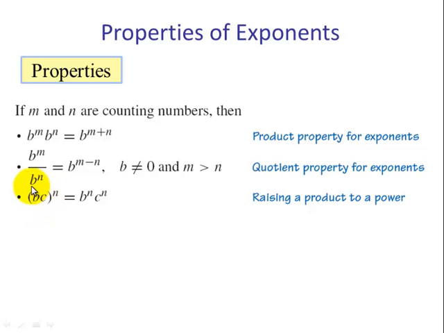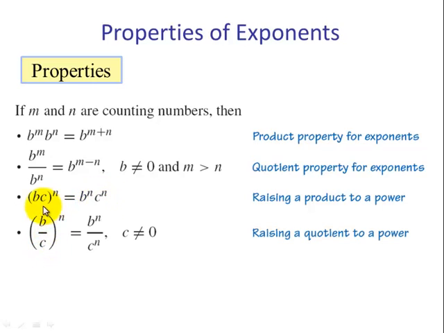When we have more than one base raised to a power, we distribute the power. When we have a fraction raised to a power, we distribute the power to both bases, both to b and to c. And when we have a base to a power and we raise it to a different power, this is the case where we multiply the exponents.